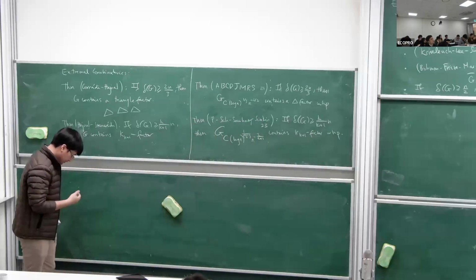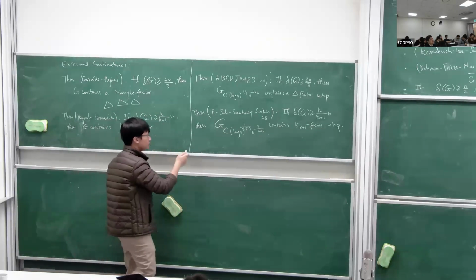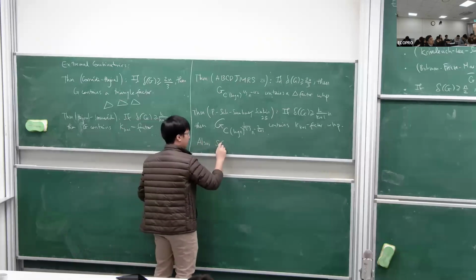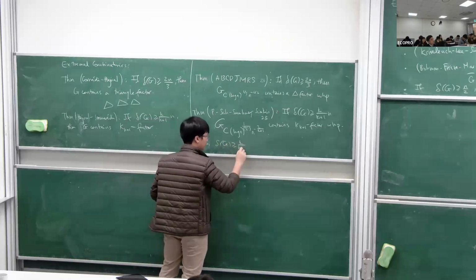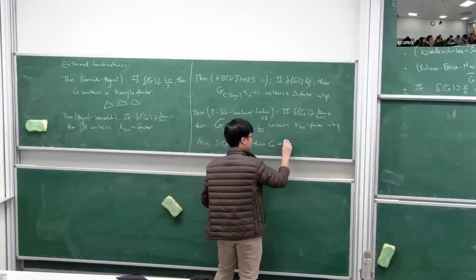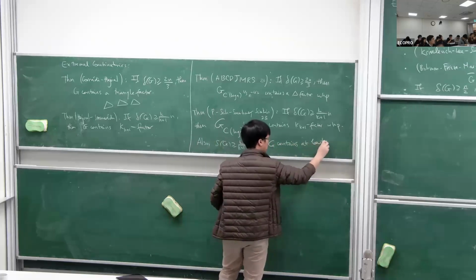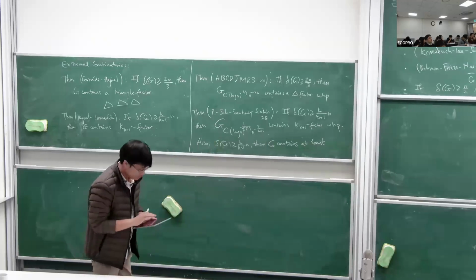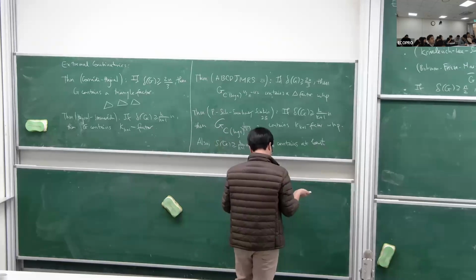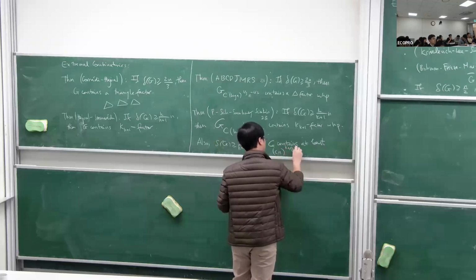And as a direct byproduct of the construction of the spread measure, we also obtain that if delta of G, again, is at least k over k plus 1 times n, then G contains at least the right number of k plus 1 factors, which is some constant times n to the kn over k plus 1.